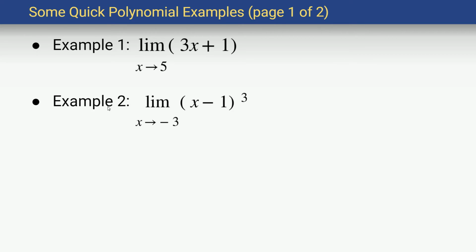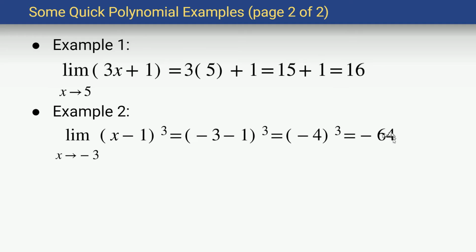Now for example 2, we have the limit as x approaches negative 3 of (x minus 1) cubed. So if you were to put in the minus 3 here, you have minus 3 minus 1, which is minus 4, and then minus 4 to the third power, which is going to be negative 64. So I show the math right here.